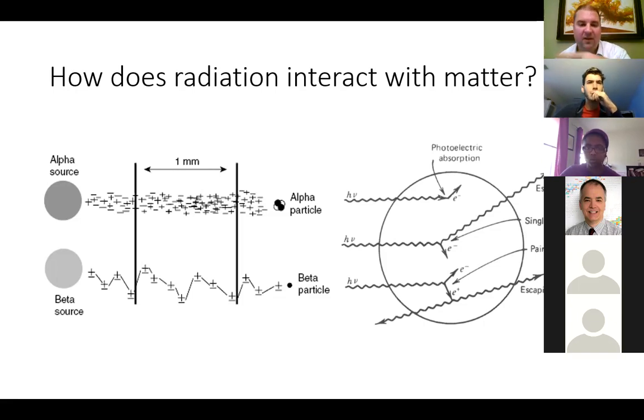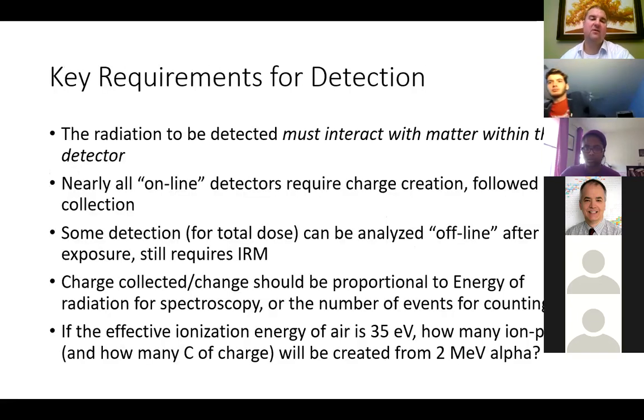So no matter how the radiation interacts within the detector, within the matter, there are some key requirements. The first one is that the radiation has to interact with the matter within the detector. If the radiation passes through the detector, you're not going to detect it. We do online detectors. If you are going to use an online detector, a detector that tells you exactly when something was detected as it was detected, those types of detectors generally depend on creation of charge. And then that charge that's created gets collected.